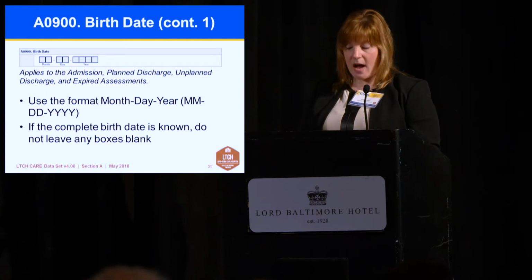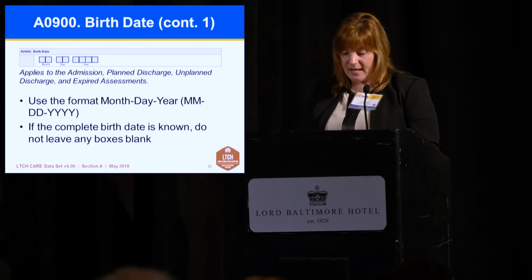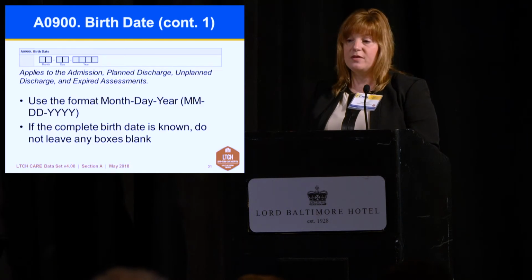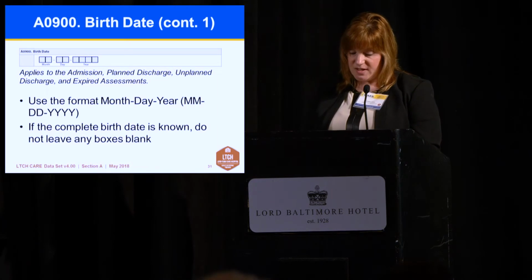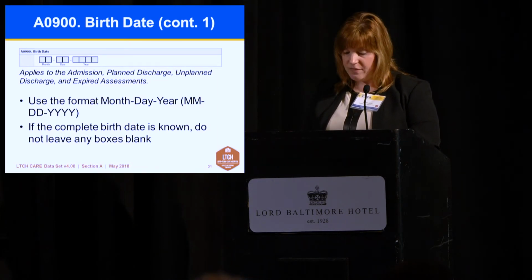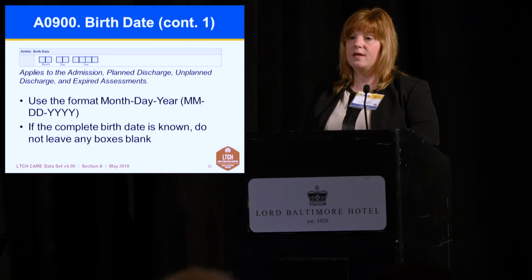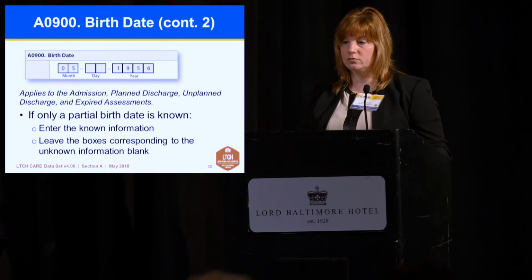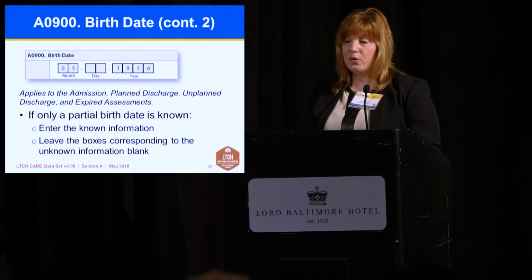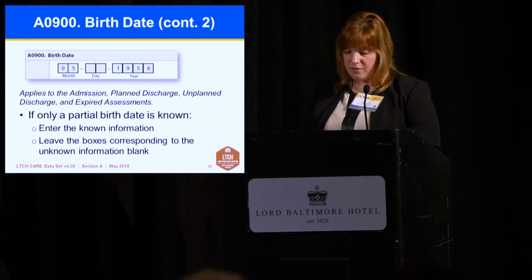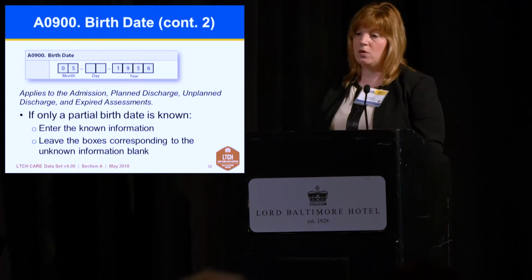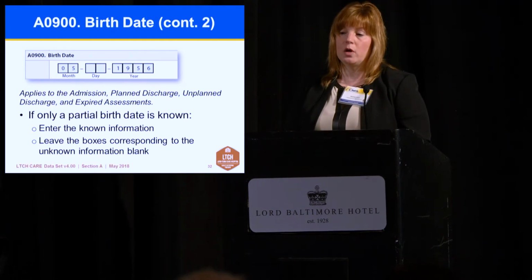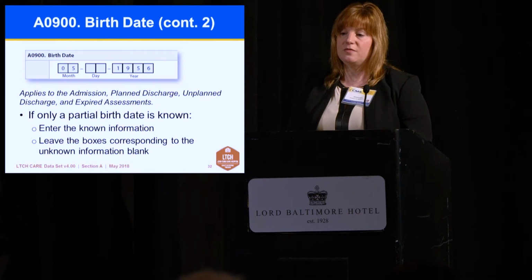Fill in the first box with a 0 if the month or day contains only a single digit when filling out the patient's birth date. For example, if the patient's birth date is in January, you would fill in the box labeled month with 01. If the whole birth date is unknown, fill in what is known and leave the unknown portion blank. For example, if you only know the patient was born in May 1956, you would fill in 05-1956.